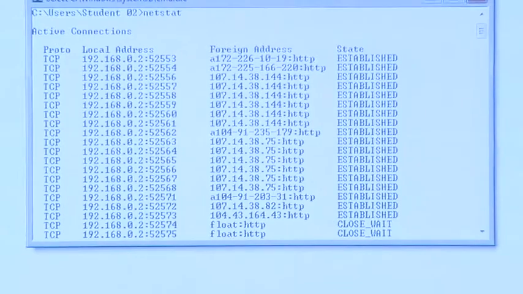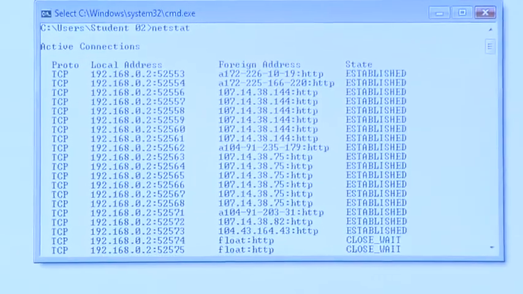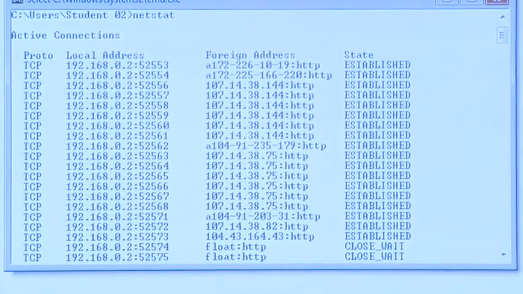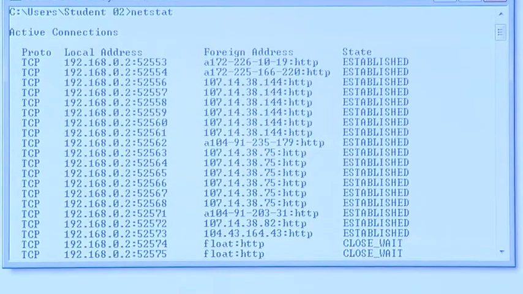So netstat with -an. Netstat's going to give me, you'll notice in here, it's showing me some of the IP addresses I've got and port numbers. So if I take a look at this bottom one that I have here, it shows me that my local address, 192.168.0.2, I'm going at port number 52575, and it's closed. If I go up 2 above that, I see that I'm going out port number 52573 to this foreign address of 104.43.164.23 with HTTP, and it's established, which means I have a connection going out to their web page.